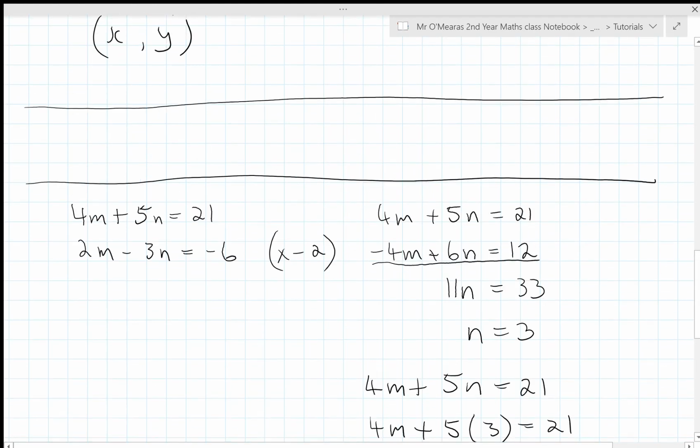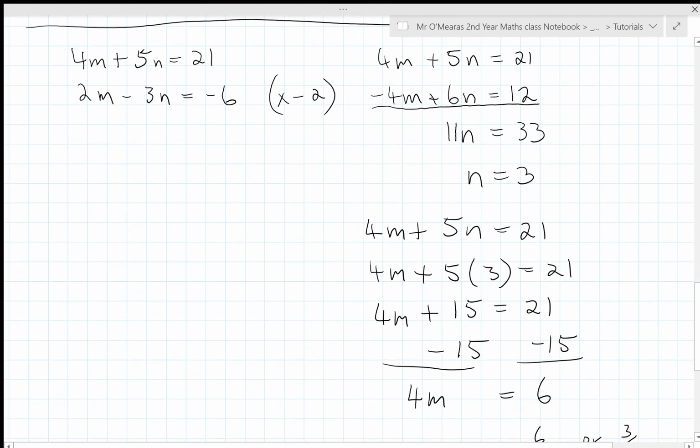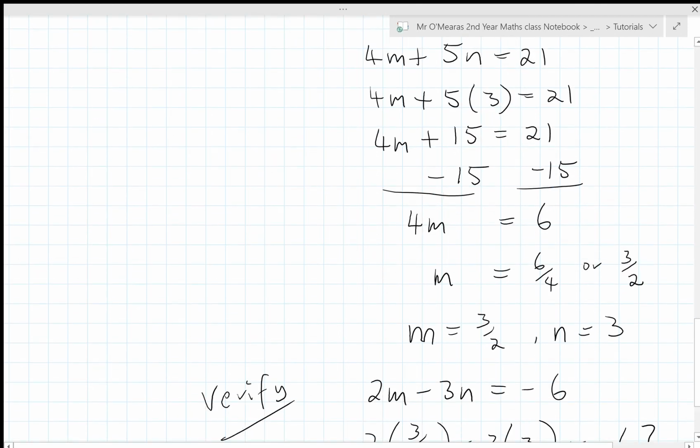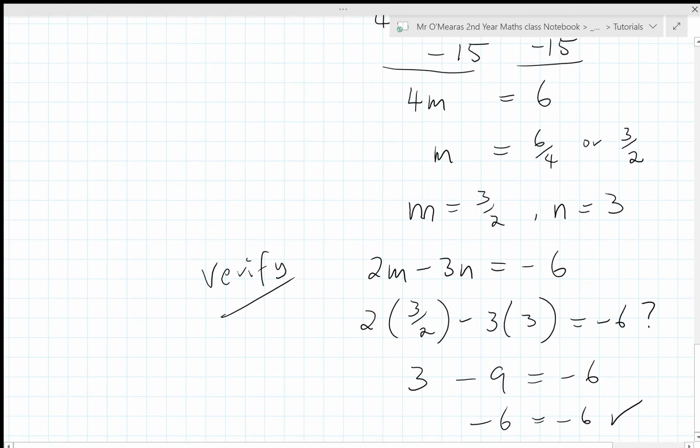So in this example, we used the elimination method. That was the most suitable, and we eliminated the m's by multiplying the second line by minus 2, and then we worked our way down to find m. And the most important part at the end, you always verify your answer to make sure that what you've done is correct. That's it.